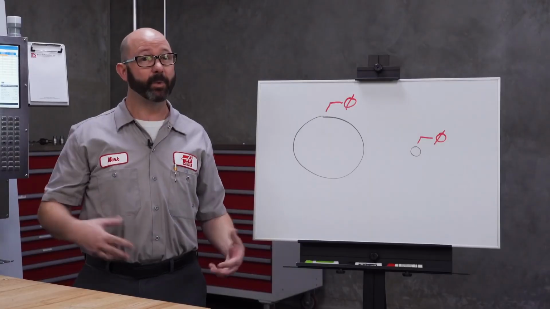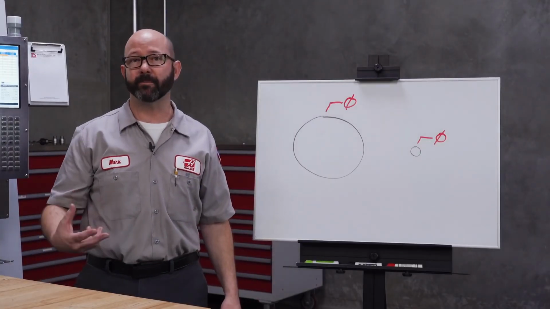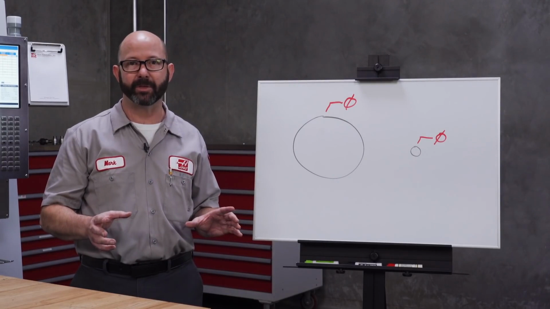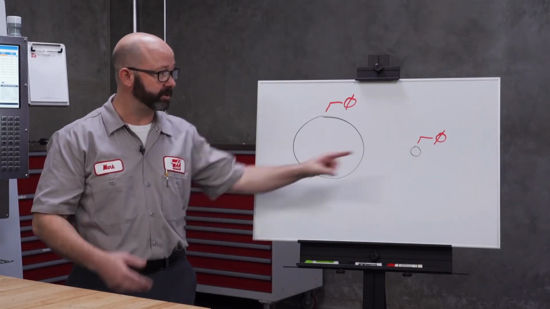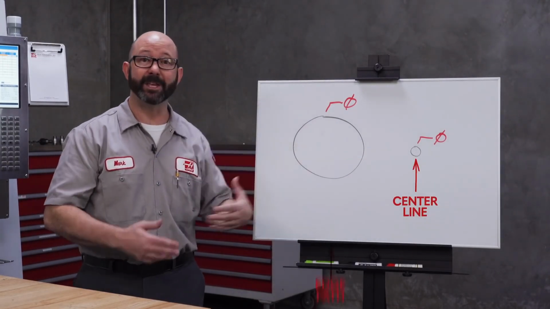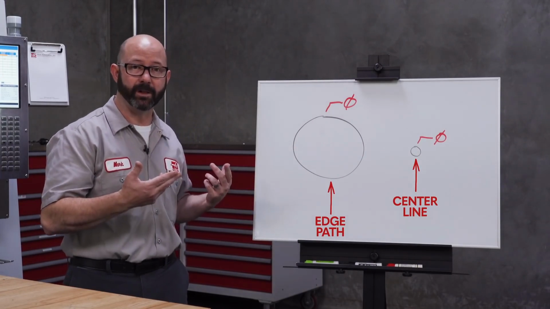If you see this, and you will eventually, it's because our programmed feed rates are based off the path the center line of the tool follows, and not the path that the edge of the tool follows, which is much larger.